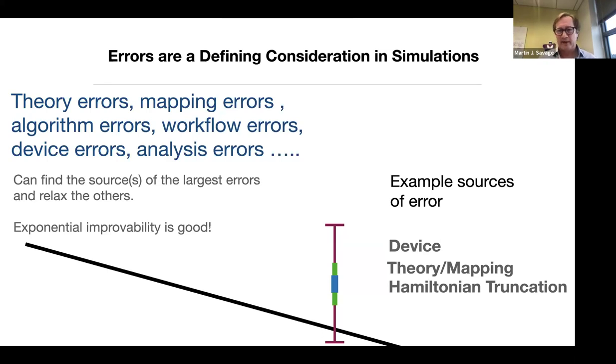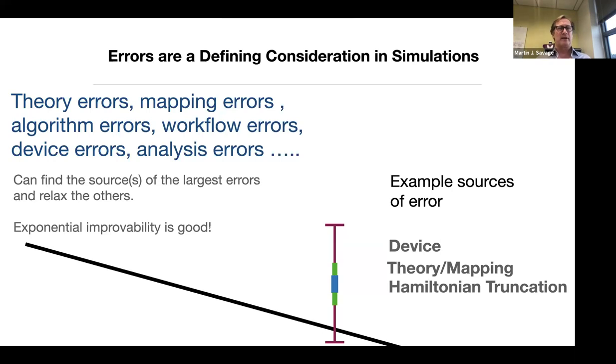And so when one's performing a quantum simulation, there are many sources of error. In present day, we have large device errors. We have theoretical errors in the sense that we have a latticized theory that we wish to take the continuum limit of, we wish to have infinite volume results for, and we're working at a finite lattice spacing, we're working in a finite volume, and so forth.